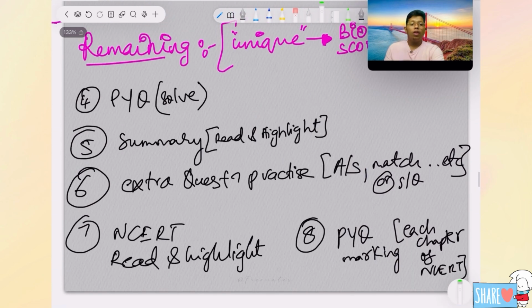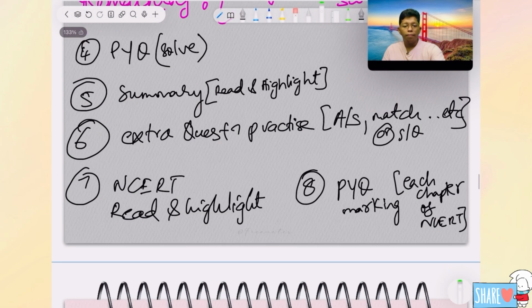Many of them may have a doubt: sir, everything is okay, PYQ marking is there, you should do NCERT also, you should read somewhere also. Everything is okay, but how many times should we solve PYQs? At what time should we solve and complete everything? To solve PYQs, when we should do NCERT marking, I'm going to give clarity on that.